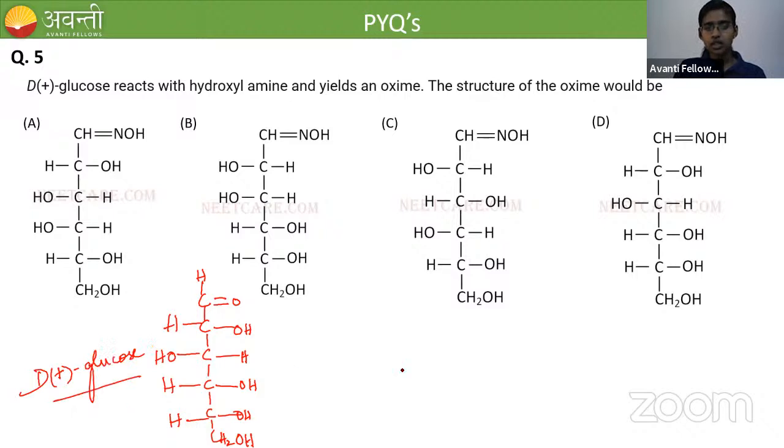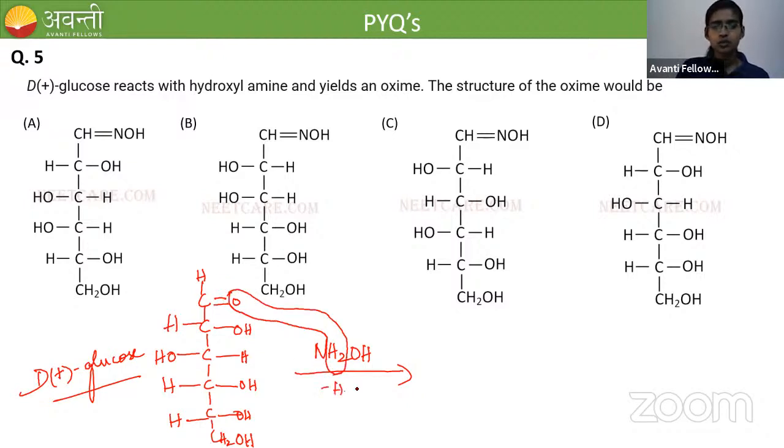So this compound is now reacting with hydroxylamine. The formula for hydroxylamine is NH2OH, and it yields an oxime. So we have to find out the structure of the oxime. The oxygen from the aldehyde group is removed with the H2 of NH2OH as H2O. So H2O is removed and NOH is connected there. So C, H, and the double bond NOH, and the remaining part is the same.